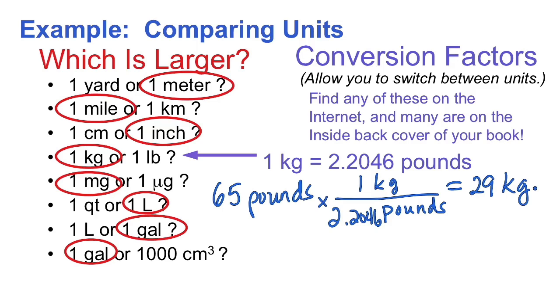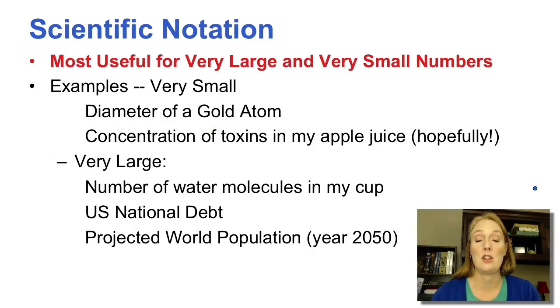The last thing I want to talk about is why do we use scientific notation? Now, one of the reasons I showed you already that we use scientific notation is because it's a very easy way to indicate the correct number of significant figures without confusion about zeros.